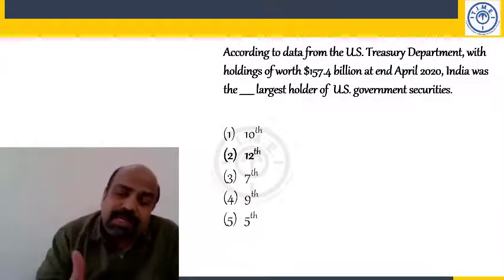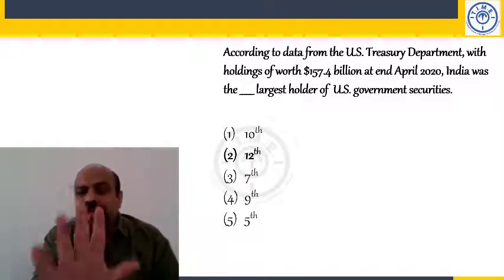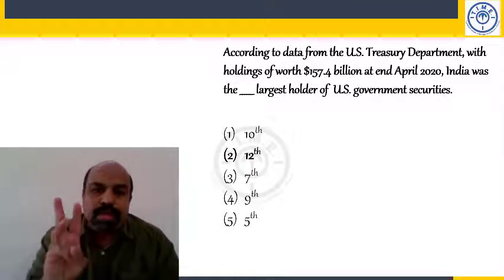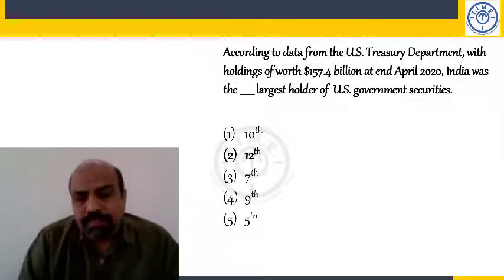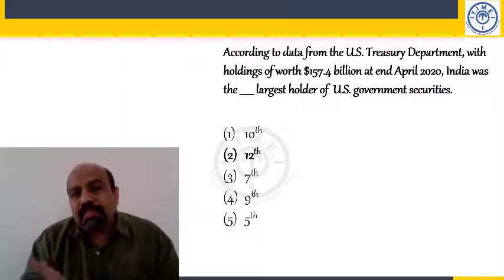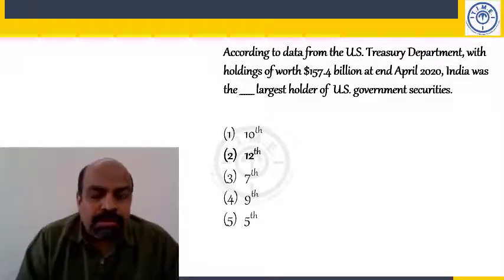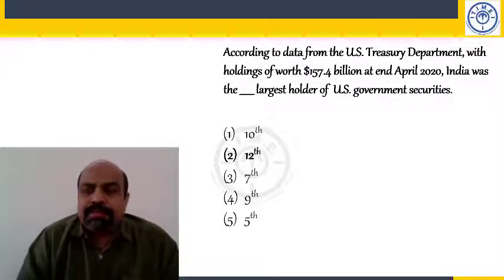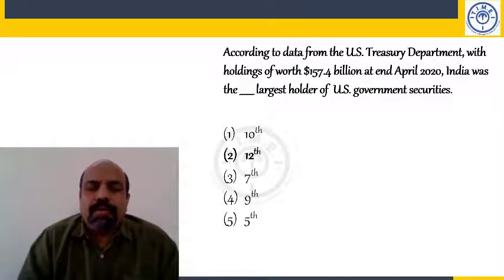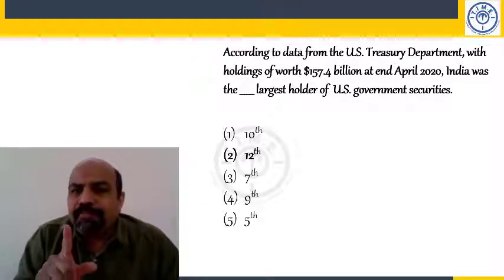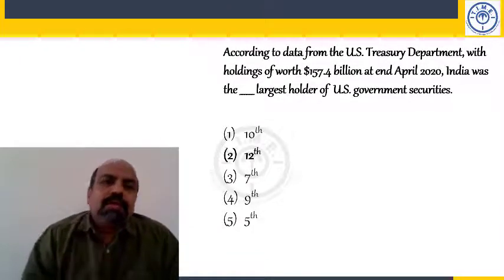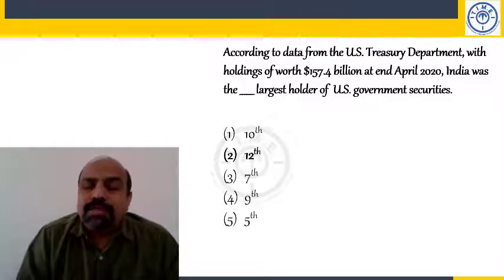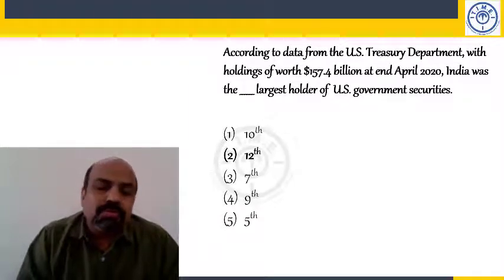So American government has to pay who? I will tell you the names of the top 3 countries who have invested in American government bonds. Rank 1, Japan. All the figures are in $1 billion. Japan, $1266 billion.